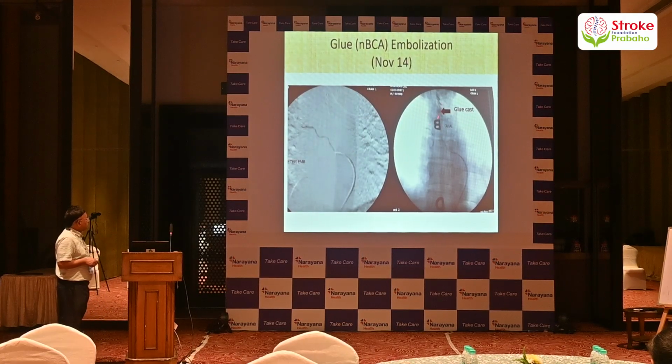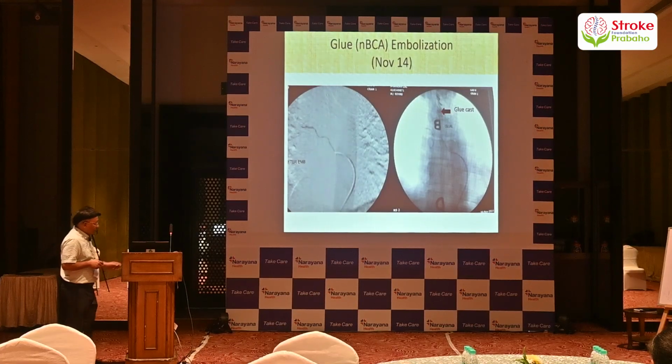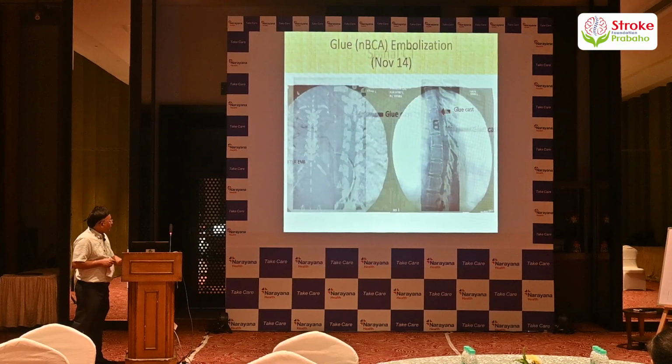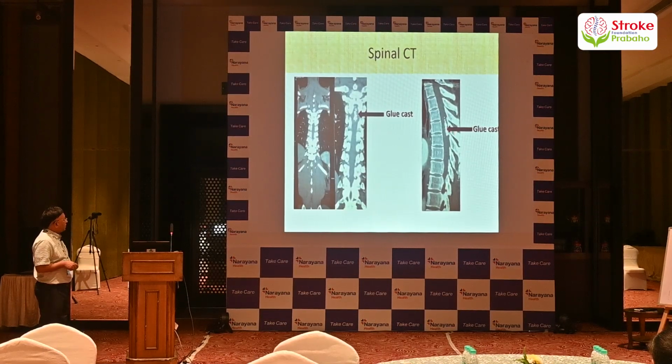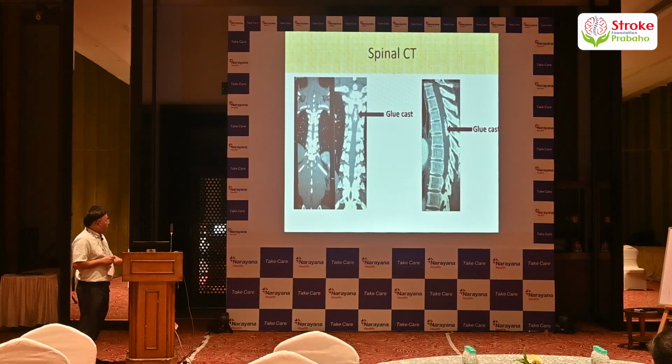And we place the glue. This is our glue cast in the part of the vein and in the radiculomeningeal artery. I think we can better appreciate the glue in this CT. So this is the follow-up CT scan, and you can find the glue cast in the fistula and in the proximal part of the vein.